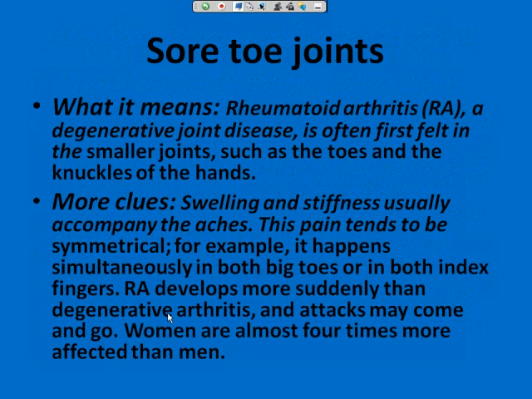Sore toe joints can easily mean rheumatoid arthritis. A degenerative joint disease is often first felt in the smaller joints, such as the toes and the knuckles of the hands. You'll have swelling and stiffness, and it's usually symmetrical.